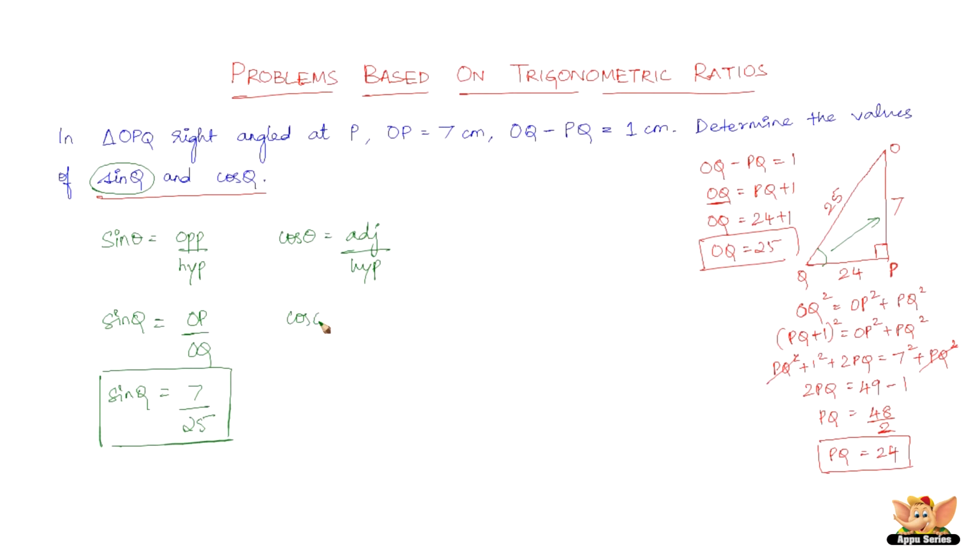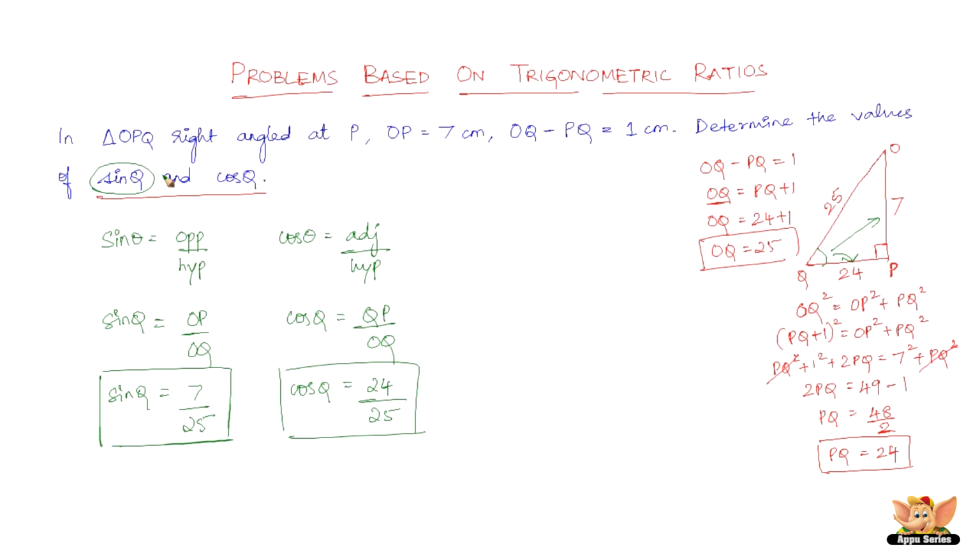The value of cos Q is adjacent by hypotenuse. The adjacent of Q is QP. So QP divided by the hypotenuse, which is OQ. So cos Q is nothing but QP, which is 24, and OQ, which is 25. So we found the values of sin Q and cos Q.